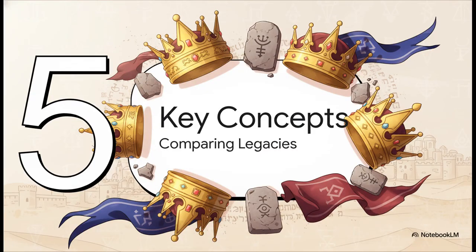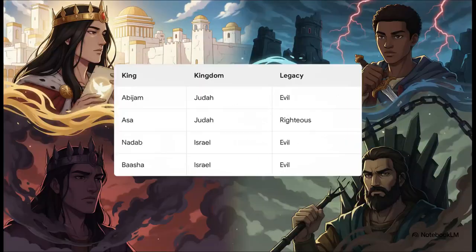Section 5. Key Concepts and Clarifications. This brilliantly illustrates the stark contrast between the two nations during this specific historical window. In the south, Judah had Abijam, who reigned just 3 years and left an evil legacy. But then came Asa, who reigned a massive 41 years with a righteous legacy, providing incredible national stability. Meanwhile, in the north, Israel had Nadab, ruling just 2 years with an evil legacy, followed by his assassin Baasha, who ruled 24 years and stubbornly continued the exact same evil legacy of Jeroboam.